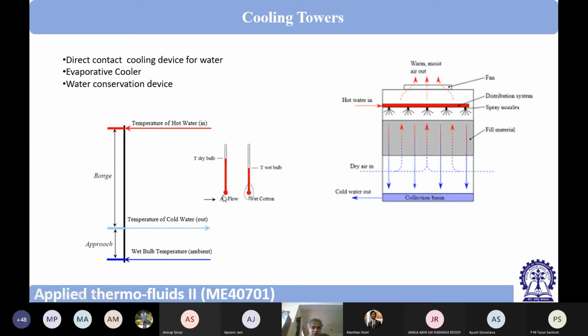And here what we are showing is the dry bulb temperature if we measure, and this is the wet bulb temperature if we measure. How do we measure wet bulb temperature? Any idea? Have you done it already? How is the wet bulb temperature measured?